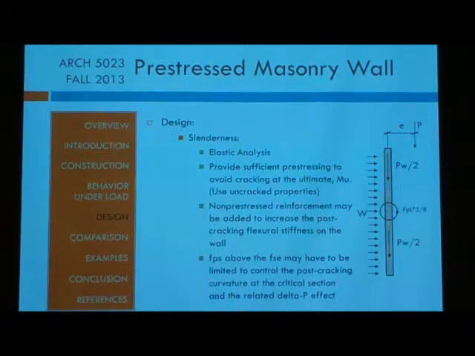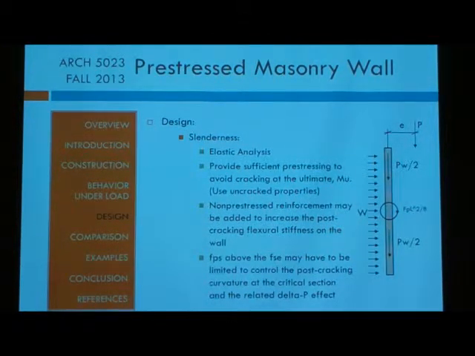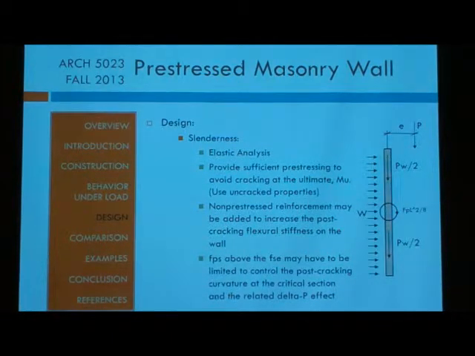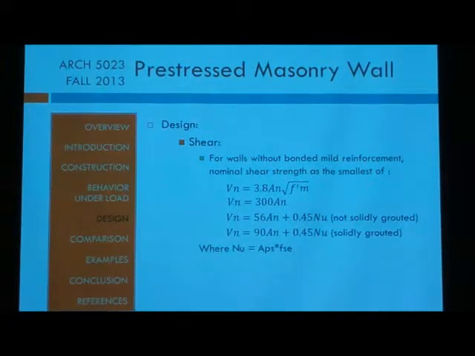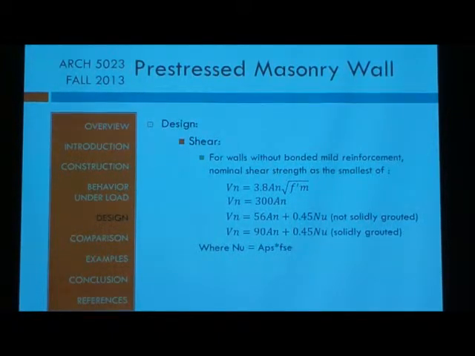So you probably will have a combination of regular reinforcement with pre-stress tendons, and the stresses above the effective stress may have to be limited to control the post-cracking curvature at the critical section and the related delta P effect. We also have talked about shear, and this is taken into consideration too during the design of pre-stress masonry walls. These are the equations. You can just go again to your code and follow the steps that they give you.